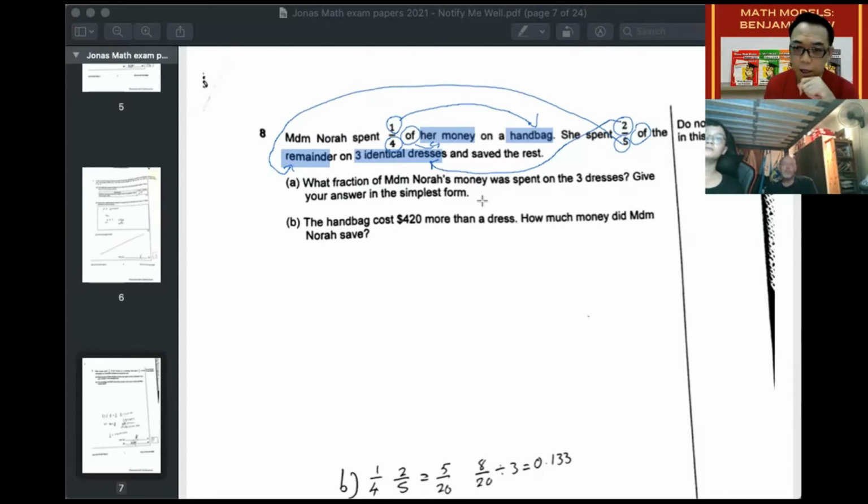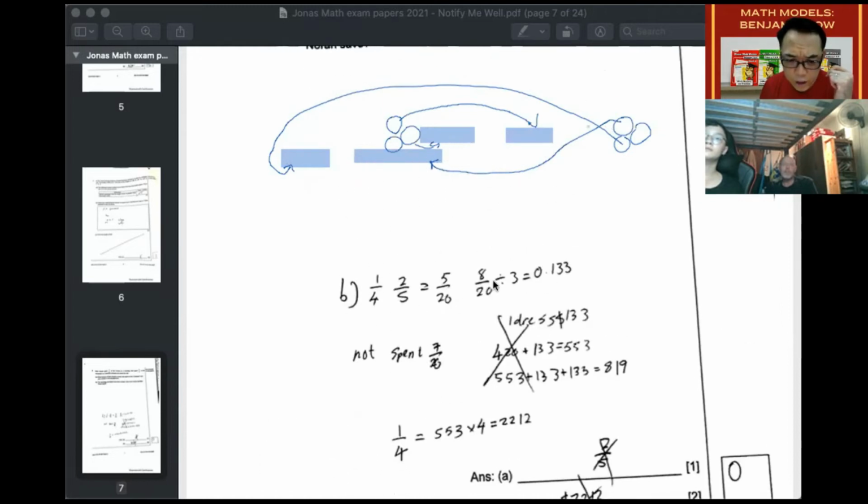Okay, first thing. So the second thing I noticed about your work is your presentation. For example, here you wrote 1/4, 2/5, and then you wrote 5/20. Now, I don't quite understand where you got the 5/20. Are you able to tell me? I don't understand this working here. I did 1/4 times 2/5. Oh, so what you're saying is you're going to take the 1 times 2, and then you're going to take the 4 times the 5. That's what you mean. Yeah.